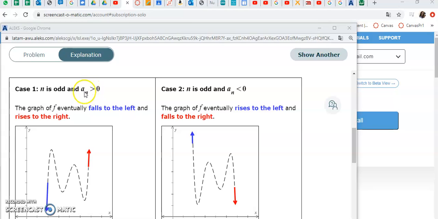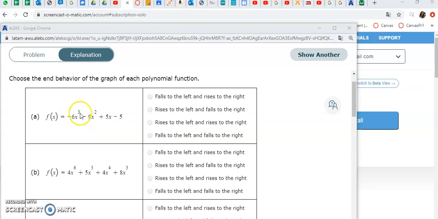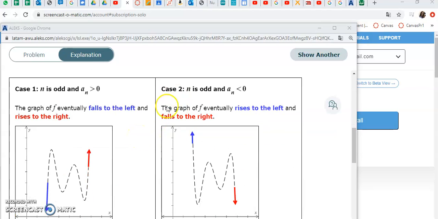In this case, when the leading coefficient is greater than 0, it means that the leading coefficient is positive. But the case that we have here, look, is minus 6x to the third. The leading coefficient is negative and the degree is an odd degree. So let's go back here to the examples. And here we have n, which is the degree, is an odd number, and the leading coefficient, which is a subindex n, is negative. So this is the case. So as you can see, the behavior is rising to the left and falling to the right.